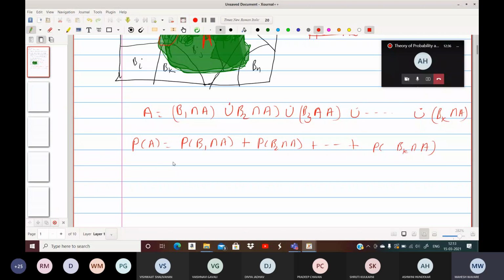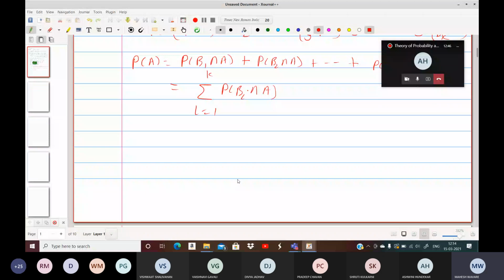So you have written the sum over i from 1 to k of the probability of Bi intersection A. Now we know that for each i, the probability of Bi intersection A is the probability of Bi times the probability of A conditional on Bi. That is, probability A intersection Bi divided by probability of Bi. Since it is given that every Bi has non-zero probability, this will get cancelled and you will get this.